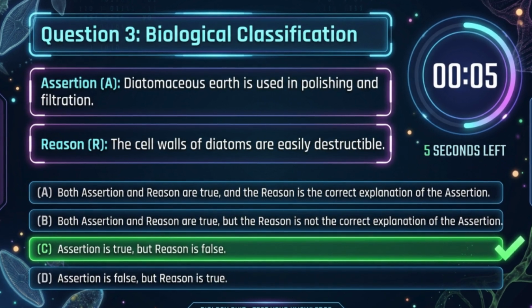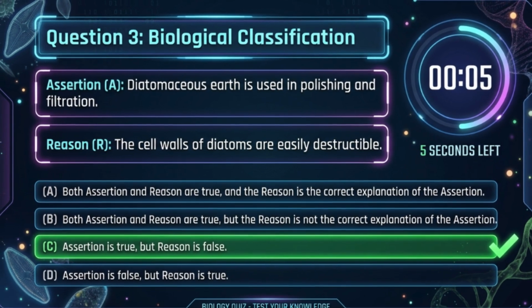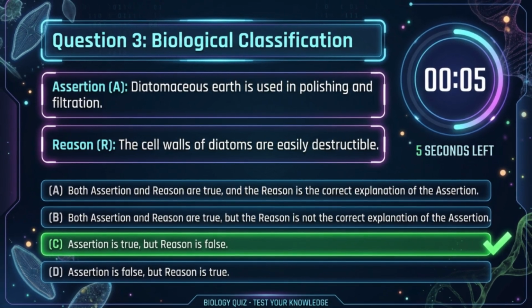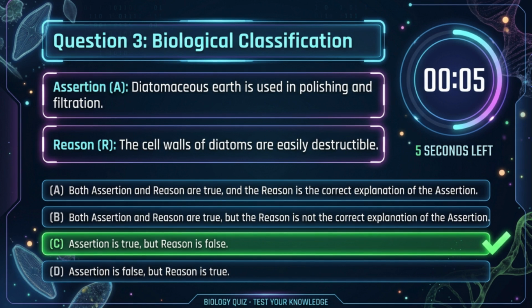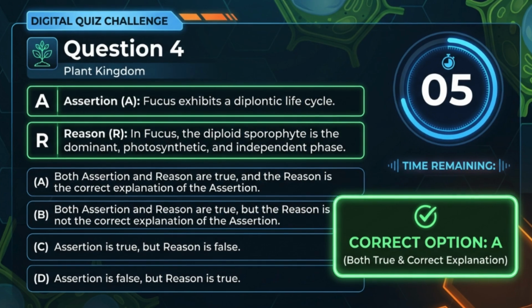Question 3. Biological classification. Assertion: diatomaceous earth is used in polishing and filtration. Reason: the cell walls of diatoms are easily destructible. 3, 2, 1. Diatomaceous earth is used in polishing, which is true, but the reason states their walls are easily destructible. That is completely false. Their walls are embedded with silica, making them indestructible. Option is C.